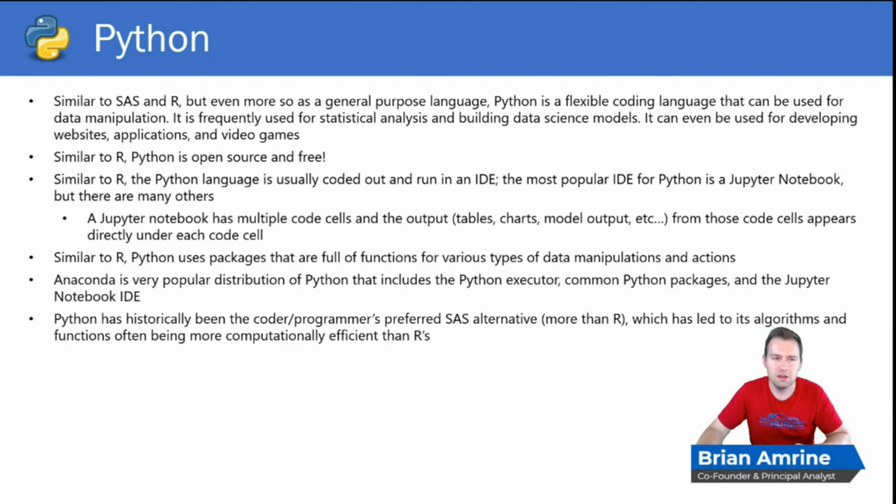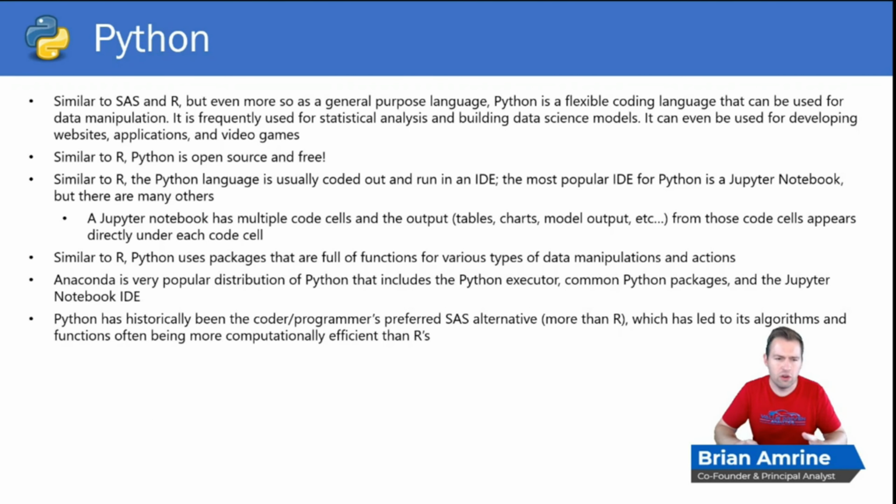Similar to R, Python is open source and free, and also similar to R, the Python language is usually coded out and ran in an IDE. The most popular IDE for Python, though, seems to be a Jupyter Notebook, but there are other IDEs as well for Python. A Jupyter Notebook has multiple code cells, and the output, which might be a table or a chart, a pandas data frame, a variable value, model output, the output from that code cell appears directly under each code cell. It's a very interactive experience coding in a Jupyter Notebook.